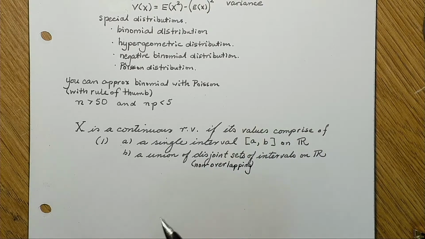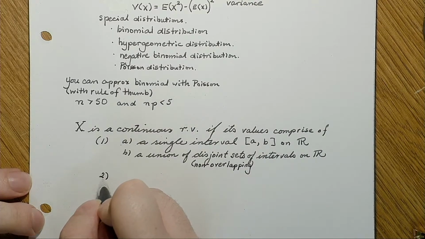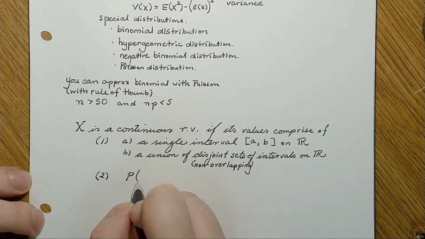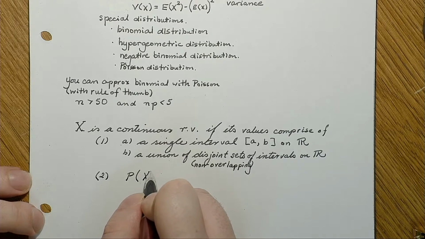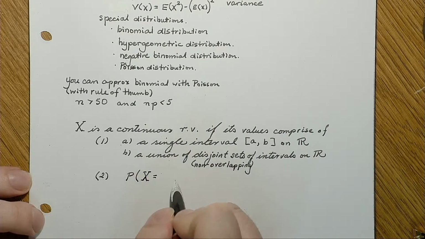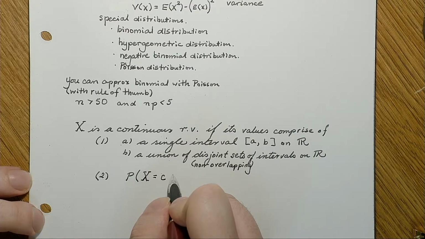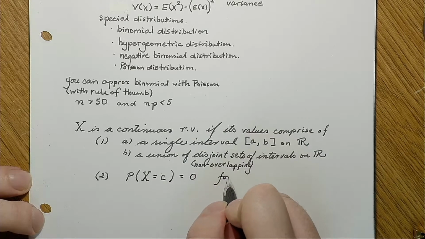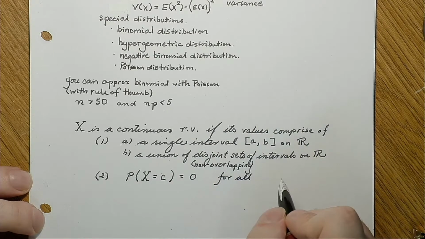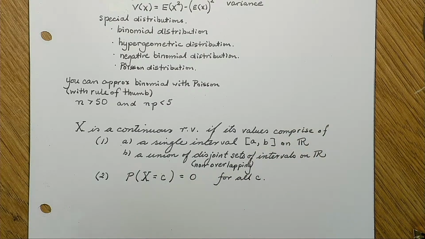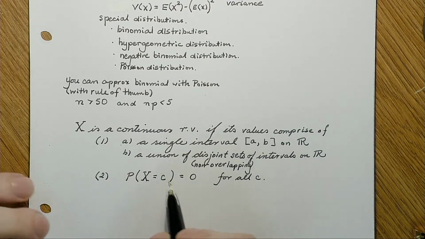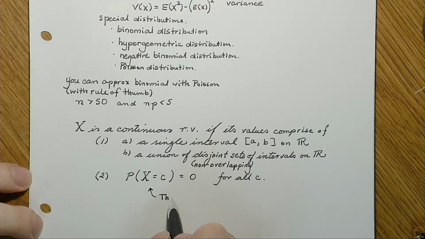Okay. And the second thing is that the probability that capital X equals some constant C is equal to 0, and that's for all possible values of C. Again, that's what's different from the PMF, from the discrete case.